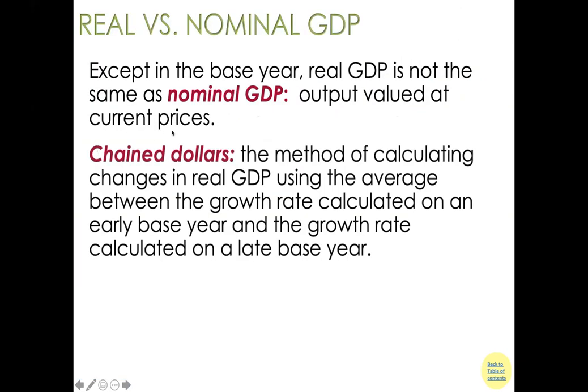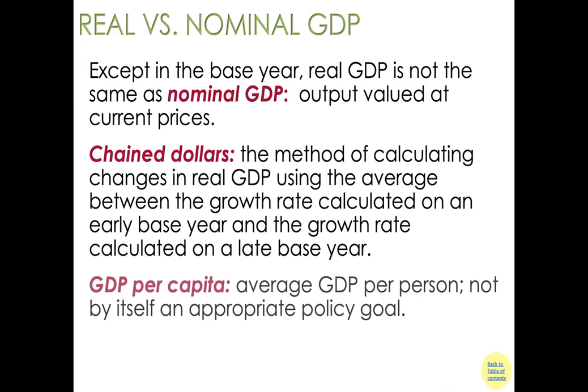All right, so this is summarized by this part. Chain dollar: the method of calculating change in real GDP using the average between the growth rate calculated on an early base year and the growth rate calculated on a later base year. Or in other words, we just calculate the growth using different years as the base year, and then take the average. Right.